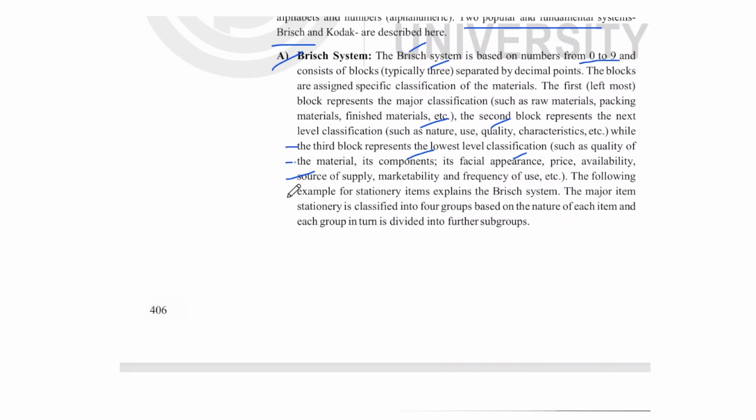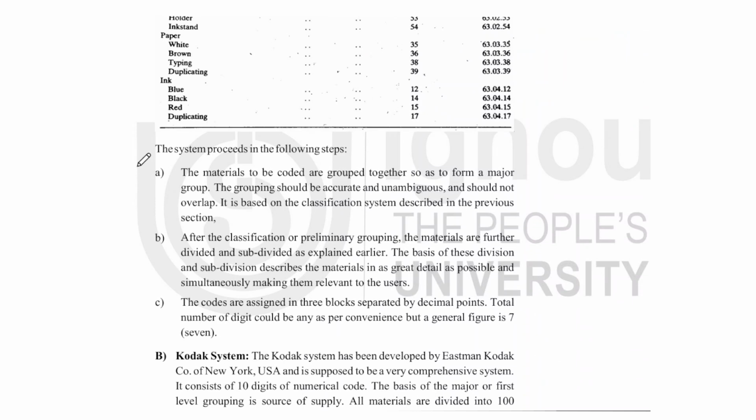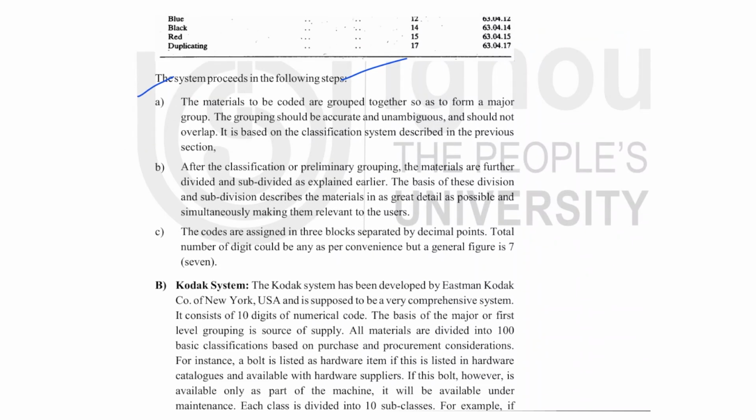The following example for a stationery item explains the Brisch system. The major item, stationery, is classified into four groups based on the nature of each item, and each group in turn is divided into further subgroups. The system proceeds in the following steps. The materials to be coded are grouped together so as to form a major group, and the grouping should be accurate and unambiguous and should not overlap.